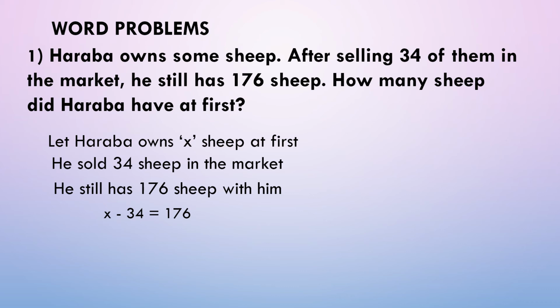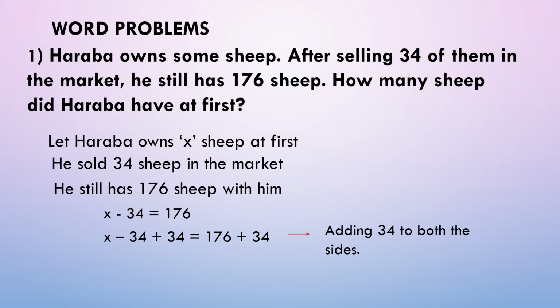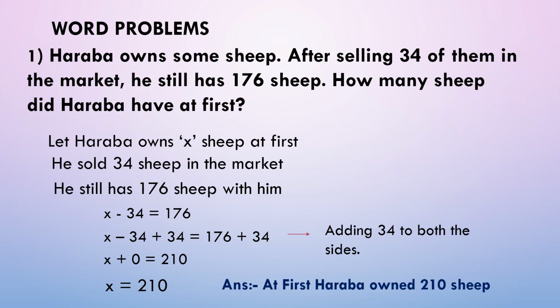So minus 34 you have to remove from here. So what will you do? On both the sides you will add plus 34. So minus 34 and plus 34 will get cancelled. It becomes 0. So x plus 0 is equal to 210, because 176 plus 34 is how much? 210. So x is equal to 210. So the answer is, at first Harappa owned 210 ships.